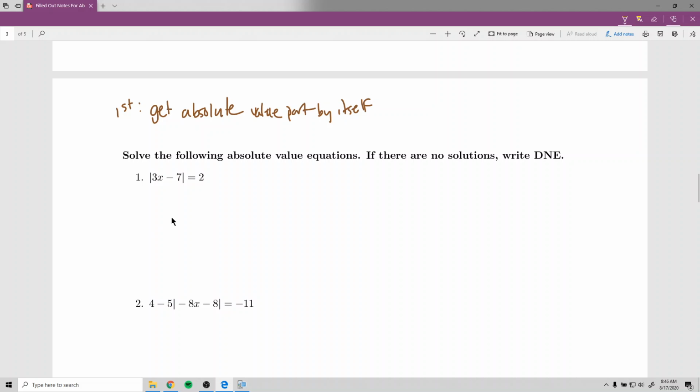And now that you can see 2 problems here, I can explain the difference. This absolute value part is by itself. You can have anything you want inside the absolute value. Just make sure that everything on this side, the left side, is inside the absolute value. You can't just shove stuff in there. What's inside stays inside, what's outside stays outside.